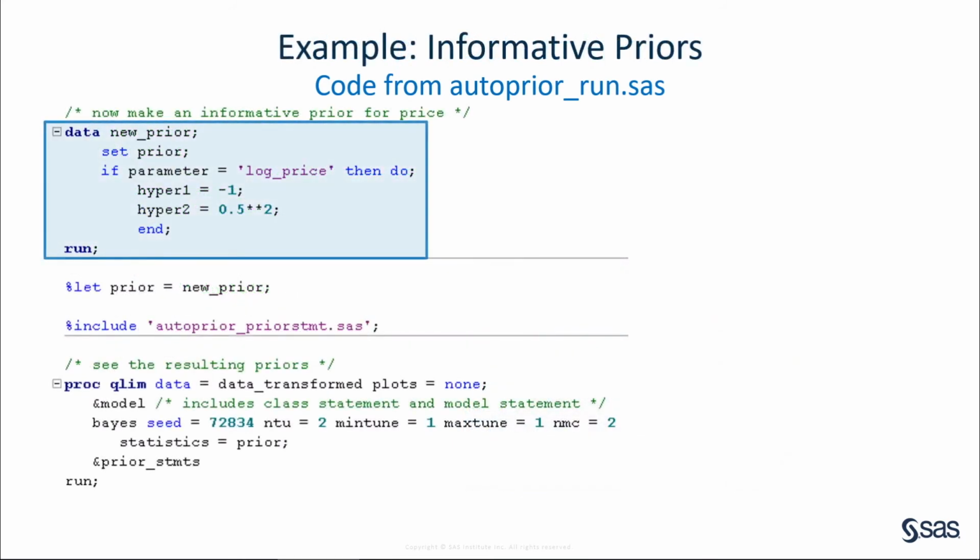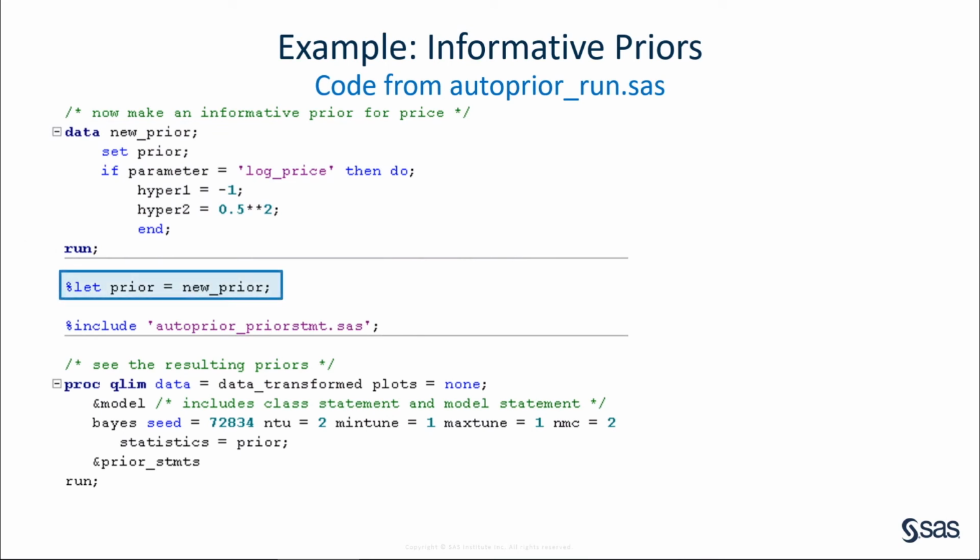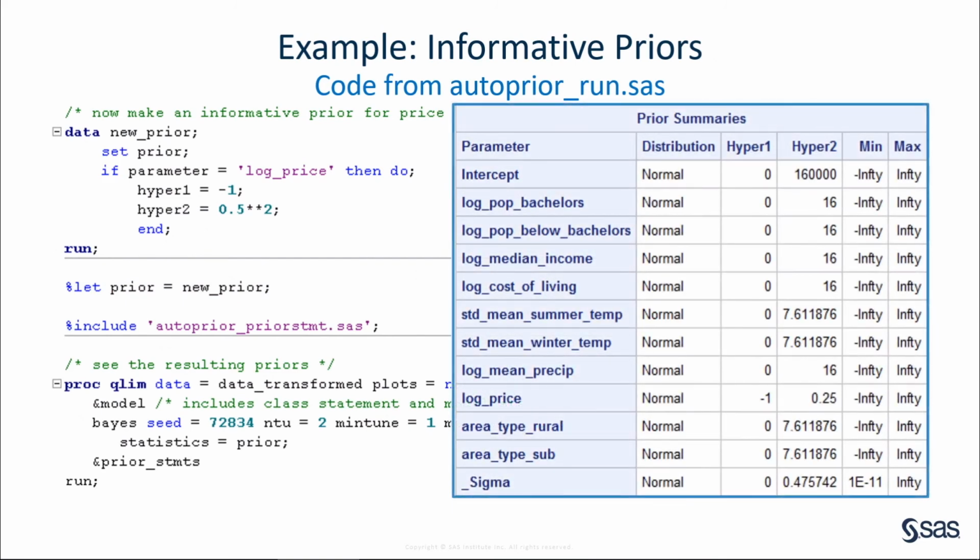Let's try another example. This time I'll manually create the prior information data set and use it to construct an informative prior for the log price coefficient. To do this, I copy the original data set over first so that every other parameter has its default prior. Then after creating the data set, you just need to redefine the prior macro to name the new data set. Then if you run everything as before, you can see that log price has the new prior and every other parameter has its default prior from before.